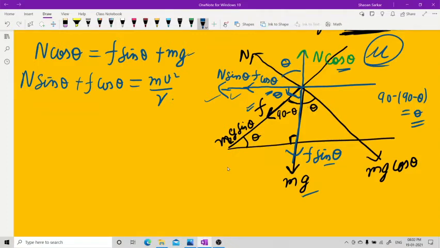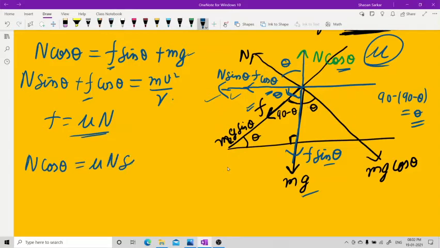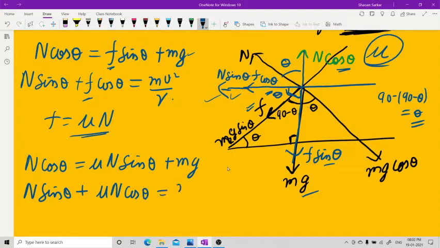Here I can write mg as, listen, now f is what? F is nothing but mu n. Now just substitute in place of f. Now n cos theta is equal to mu n sine theta plus mg. And n sine theta plus mu n cos theta is equal to mv square by r. Right? Now, yes, you have these two equations.